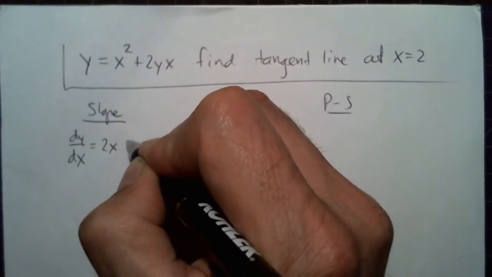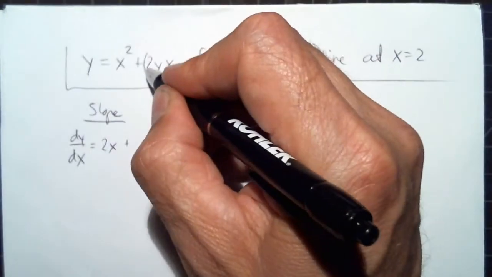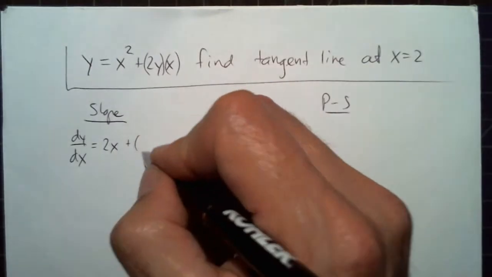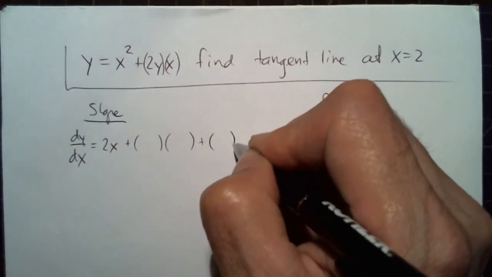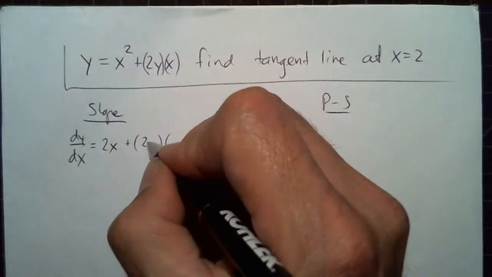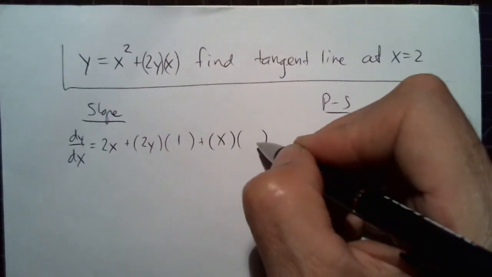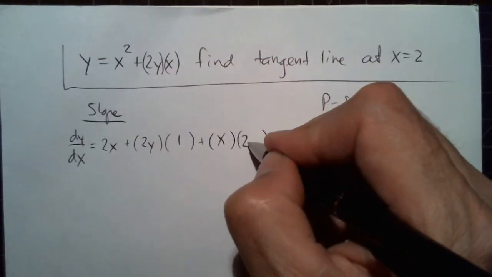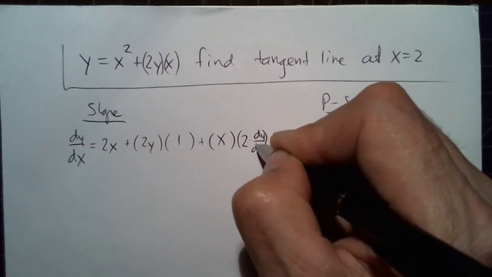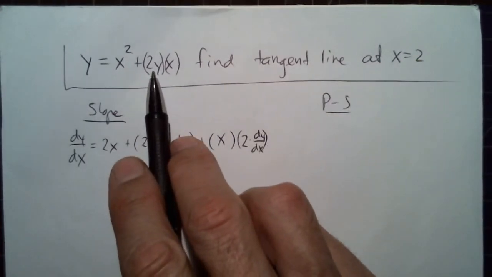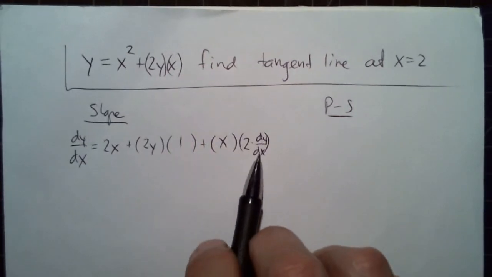2x. And let's look at this as a product like that. So we'll say the first times the derivative of the second plus the second times the derivative of the first, 2 dy dx. The derivative of 2y is 2, but then we also have to multiply by the derivative of y.